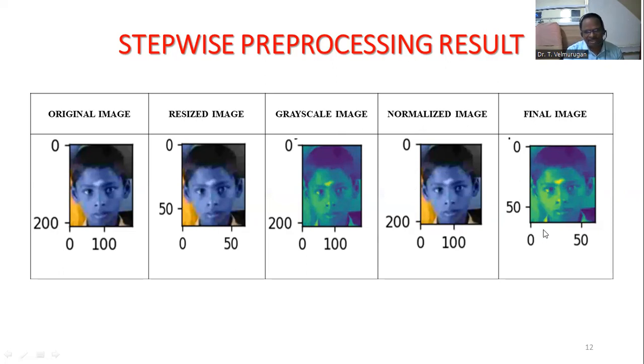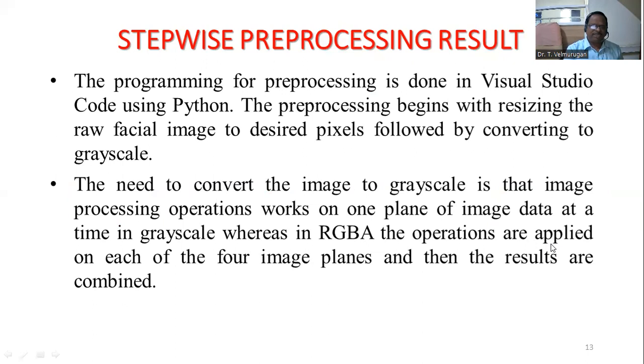But the final image is the output of the entire pre-processing work, which has a major modification compared to the original image, with the 50 by 50 pixel concept. So from the original image, the final image is obtained by means of this source code. This image is taken into account for the analysis. Actually, the stepwise pre-processing results are discussed.